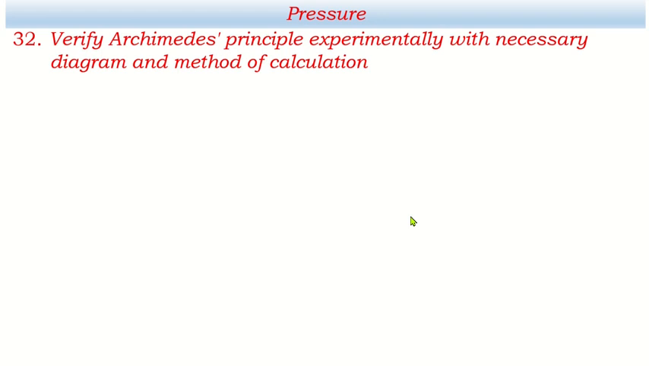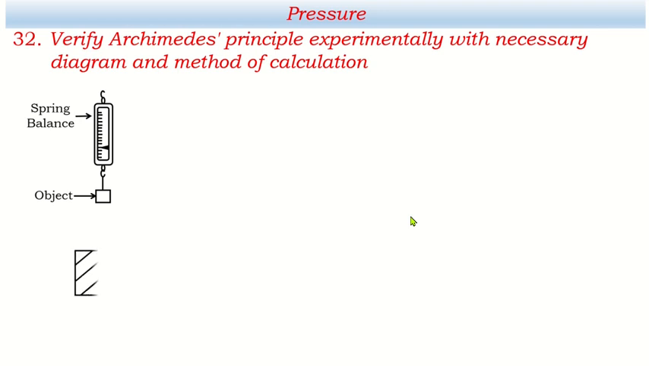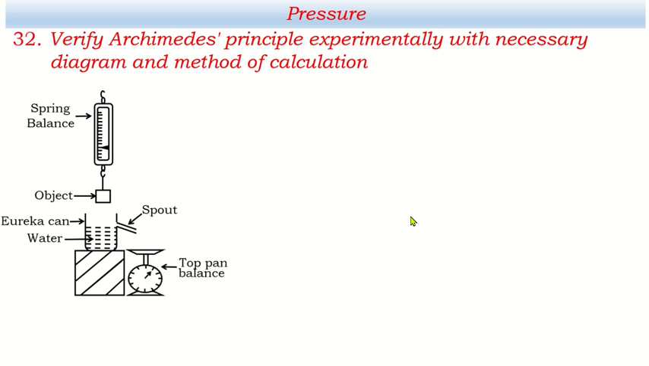If you are told so, then you can make the diagram this way. At first, the body should be weighed in air, and this is an object taken and is weighed in air. Then we have to arrange a eureka can which is completely filled with water, and here we have a spout. If we immerse this object into the water, then certainly the displaced water comes out through the spout because water is completely filled in the eureka can. So we have to make another arrangement also in which the displaced water should be collected in an empty beaker. So here an empty beaker is taken on top of the top pan balance.